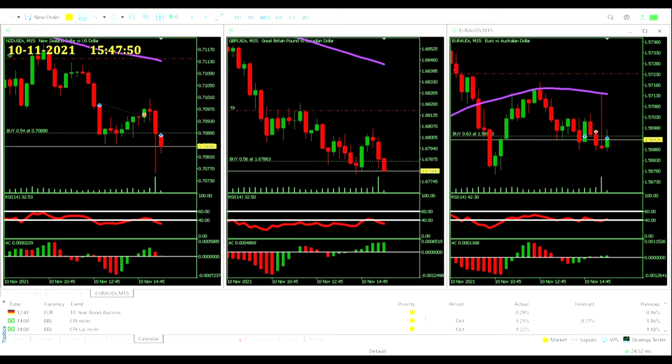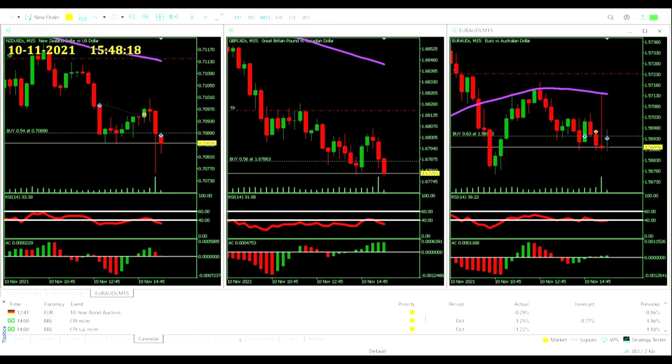And also, let's not forget our CPI month-on-month from Brazil. That came in at 1.25% against the forecast of 0.77, even more than the US inflation of 0.9. Inflation is something that South American countries have typically struggled with, and Brazil is no exception right now.